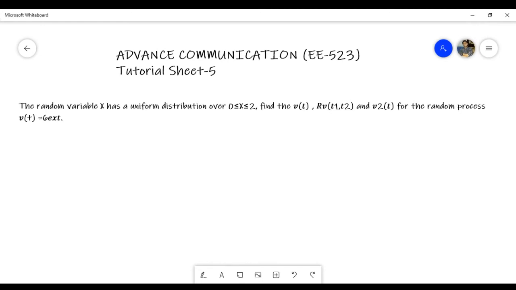So the given thing is that the random process for the random variable x has a uniform distribution over 0 to 2. Find v bar of t, R_v of t1 comma t2, and v square of t for the random process v of t equals 6e^(xt). Okay, this is a given thing. Let us take this as f1.